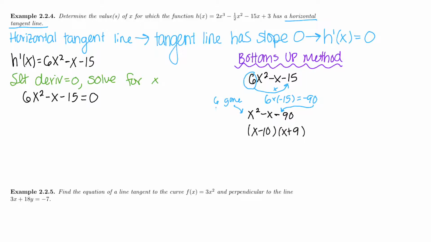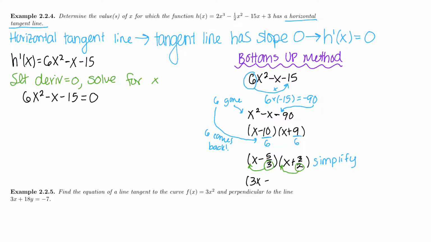Then the 6 comes back and it goes underneath these numbers. You simplify as much as possible. So x minus 5/3, x plus 3/2, and then you bring the bottoms up. So you take the denominator and you bring it up front. And you get 3x minus 5 and 2x plus 3.